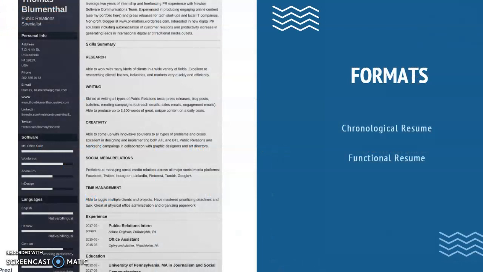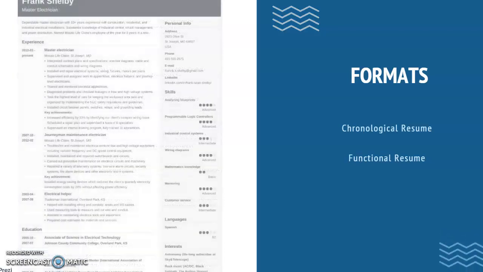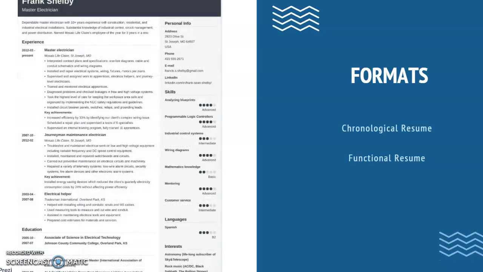The most popular resume formats are functional resume and chronological resume. A functional resume gives more importance to the experience of the candidate. A chronological resume is where the experience and education details of the candidate will be mentioned in reverse chronological order. For this presentation, we will be considering the chronological resume format.